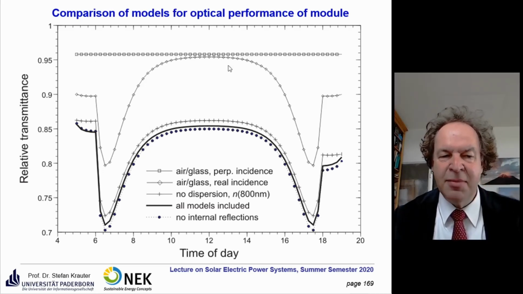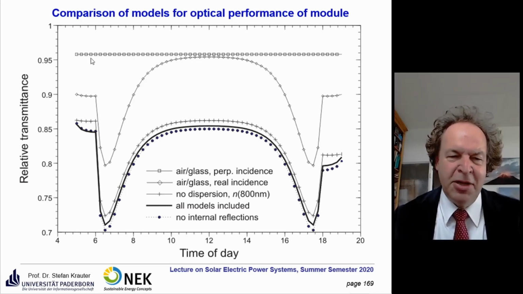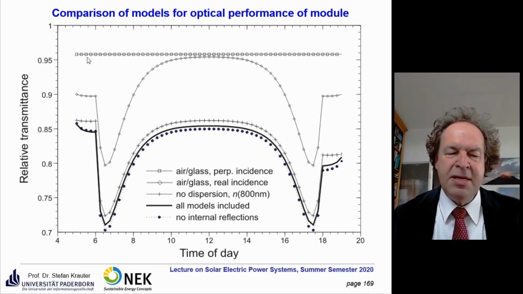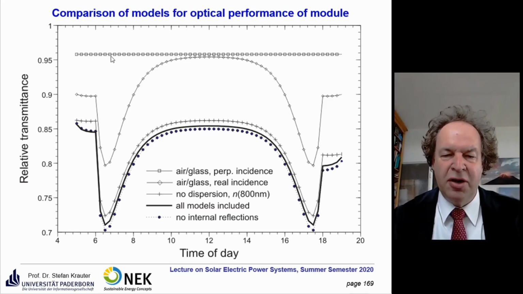So you find in some literature, okay, we have 4% losses only, independent of the part of the day, because the incidence angle is not considered either, and this is a result. And this may lead to inaccurate simulations of the actual performance of the PV module.